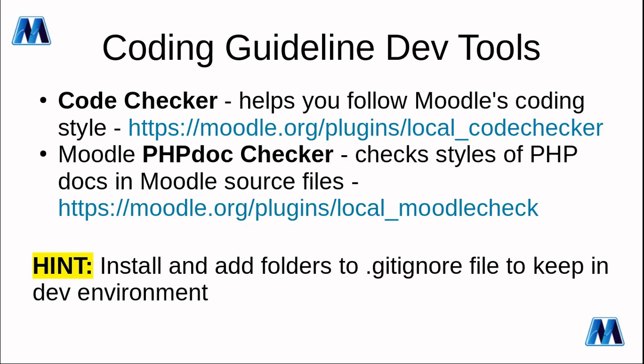There are 2 tools. I've spoken about these tools in lesson 1, the code checker and PHP doc checker, that help you follow the guidelines with your code. And one way is to install and add the folders to the gitignore file, so you just keep it in your development environment. It really depends on how you manage your Git repository. Okay.